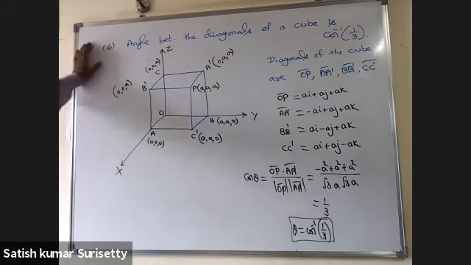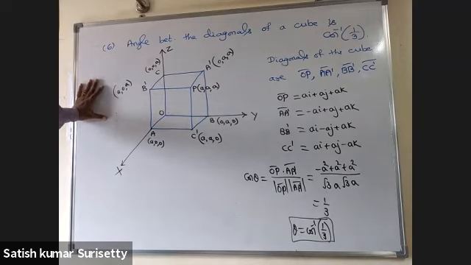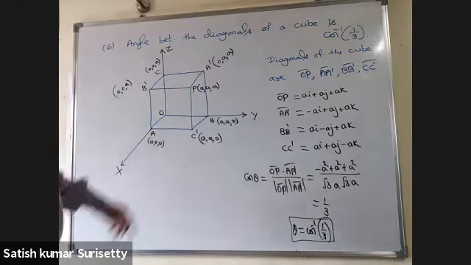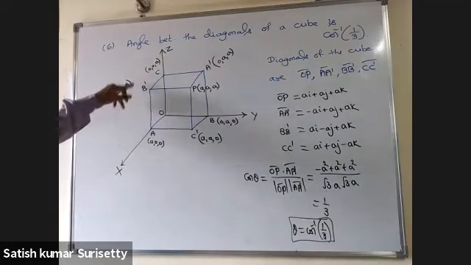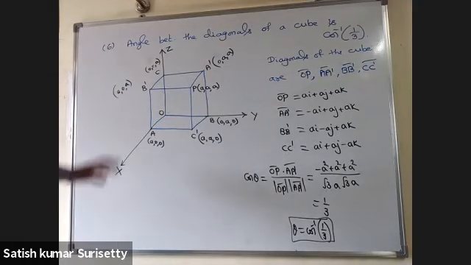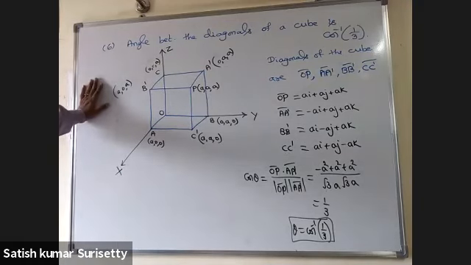So the angle between the diagonals of a cube is cos inverse of 1 by 3. Now take the length of each side of the cube as A. Then you can write the vertices of the cube. Then the diagonals of the cube are OP bar, AA dash, BB dash, and CC dash. Take any two vectors and calculate the angle.